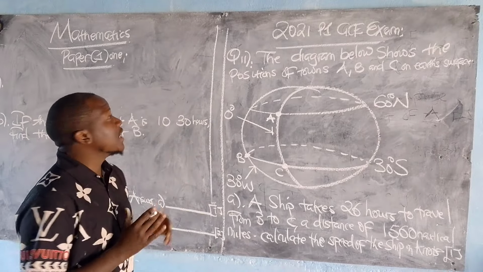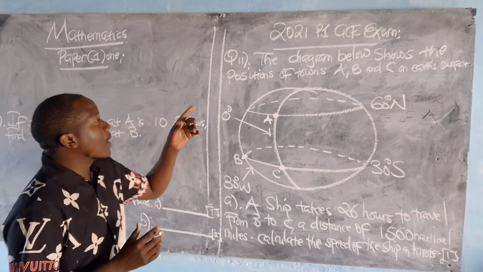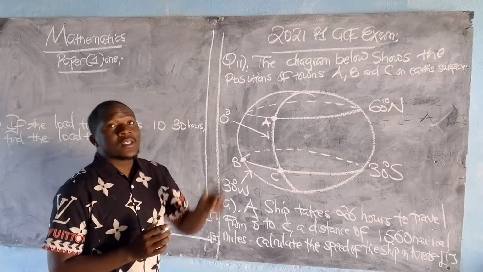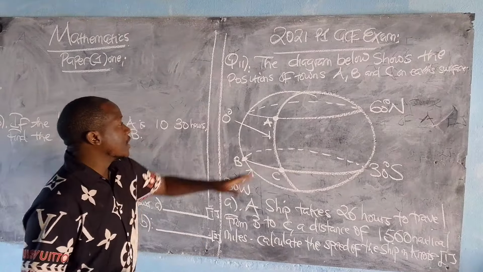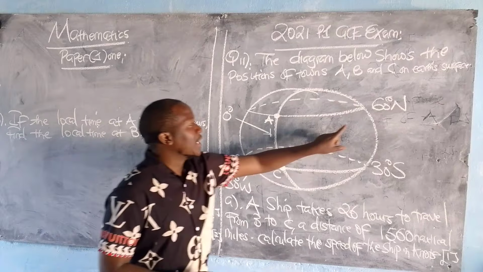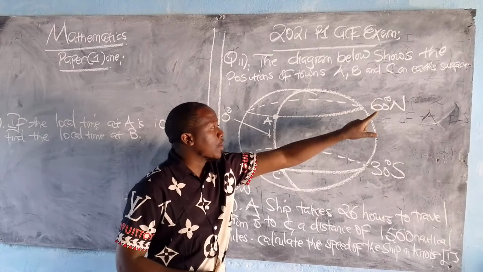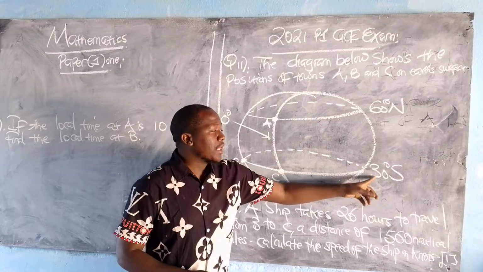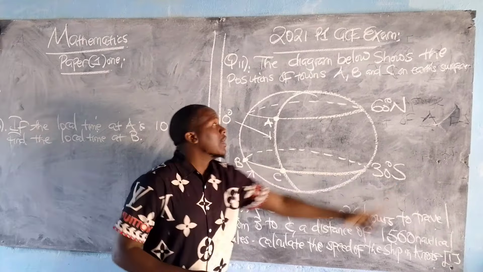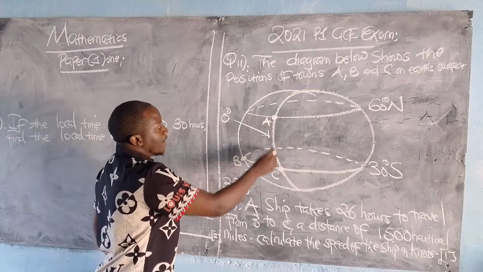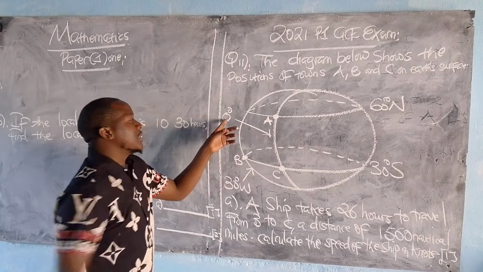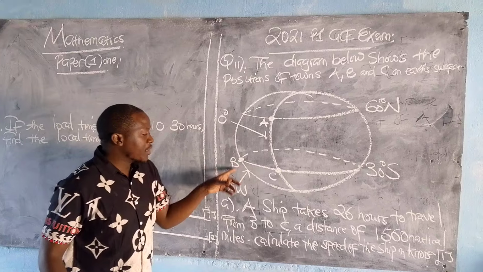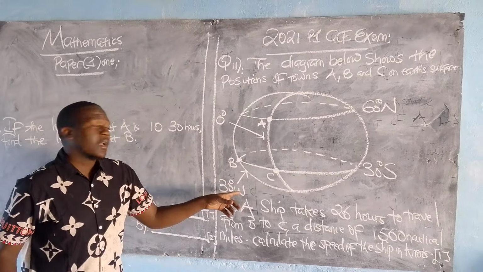We're going to target question 11, which says the diagram below shows the positions of towns A, B, and C on the surface of the Earth. So we've got town A, which is on latitude 68 degrees north. We have towns B and C, which are on latitude 30 degrees south. Then we have A and C, which are on longitude 0 degrees but to the west. We also have town B, which is on longitude 30 degrees west.